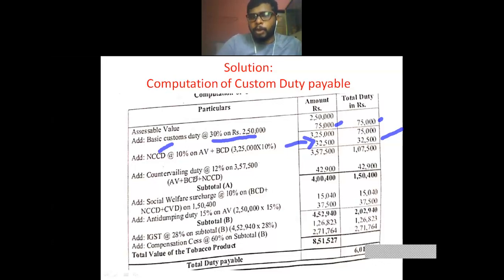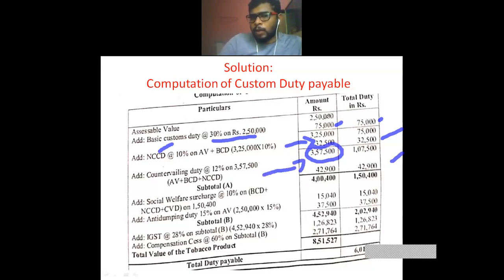Assessable value amount, basic custom duty amount, NCCD amount. Therefore take the total. This total, 3,57,500, you multiply by 12%. It is 42,900. So 42,900, write it in the outer column also. Write the total. So subtotal A you got.